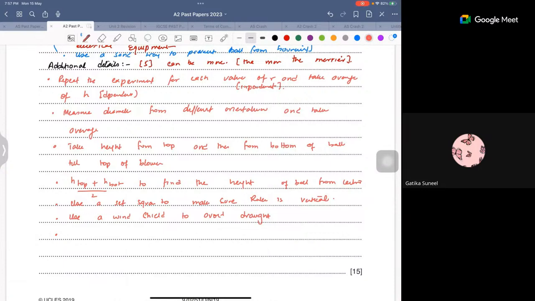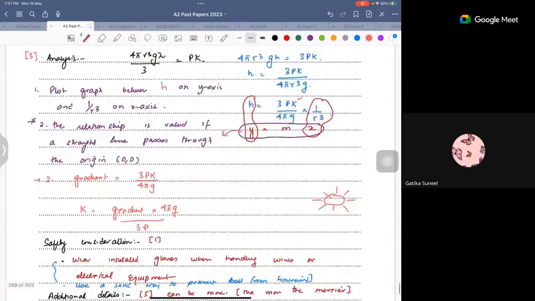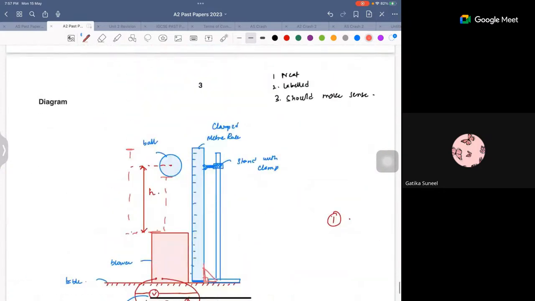What else can we do? Let me see. You guys have any idea to make it even better? Because I think the air from this might not always be constant. I don't know, it should be constant. But the ball might be rotating, the ball might be going sideways. Because the ball is going up and down.